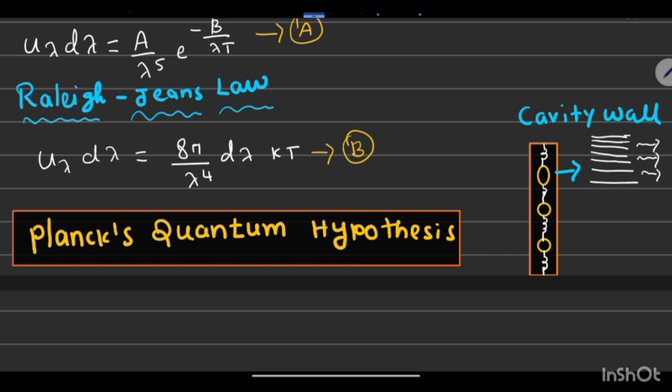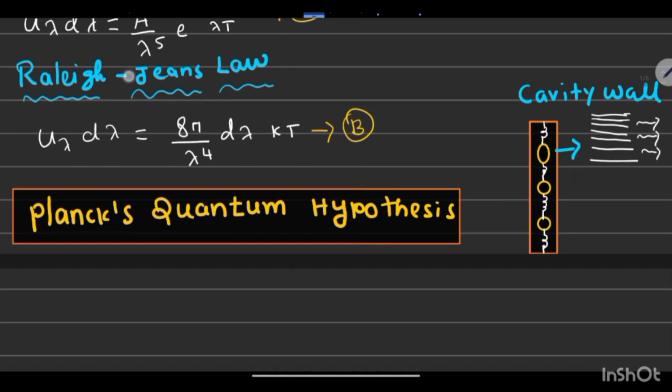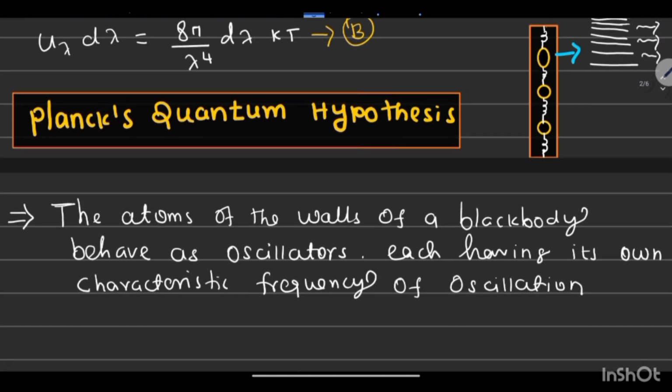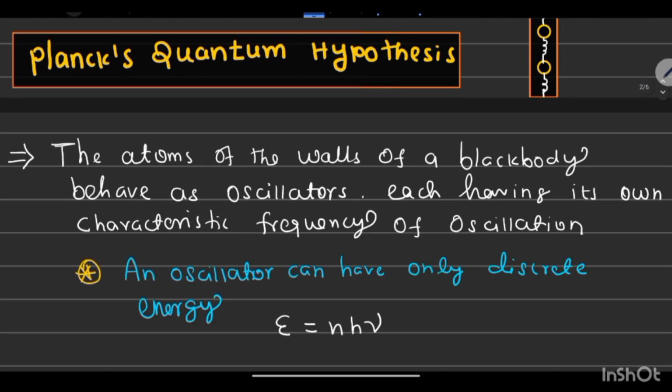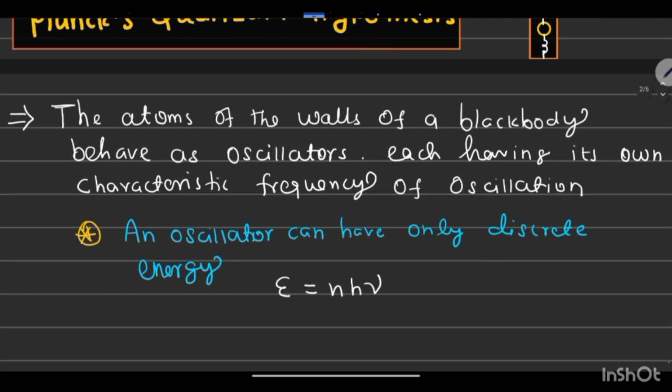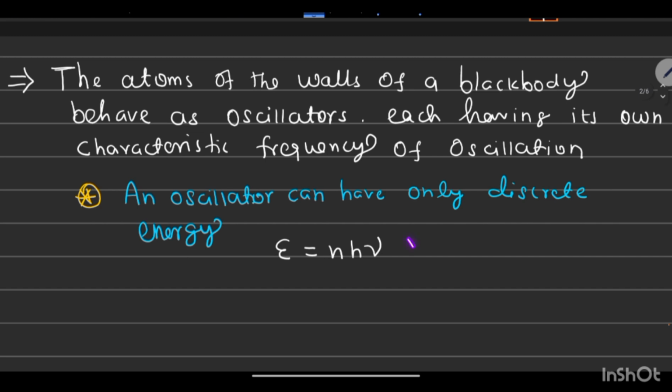Means this interaction happens discontinuously. So the atoms of the walls of the black body behave as oscillators, each having its own characteristic frequency, and his first postulate is an oscillator can have only discrete energy. This oscillator here can have only discrete energy, not a continuous range. Means if it takes h nu of energy at some particular instant, at some other instant it will either take 2 h nu or 3 h nu and so on, not in between 2 and 3 h nu.